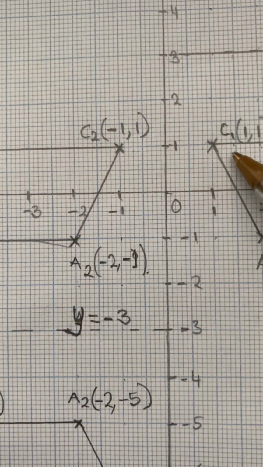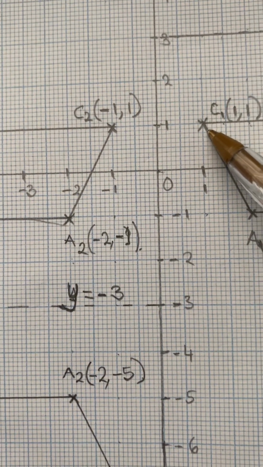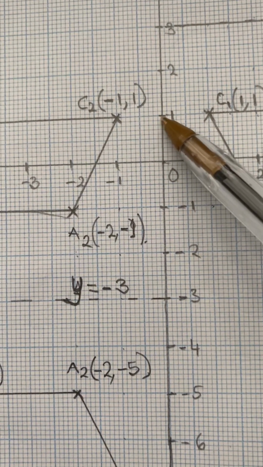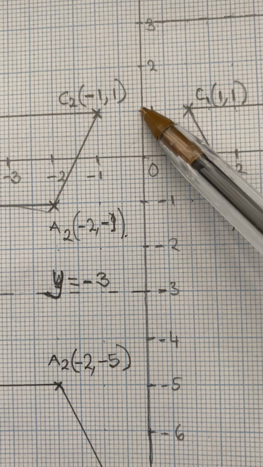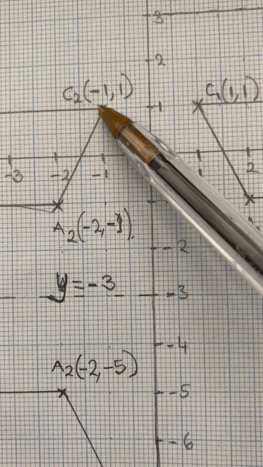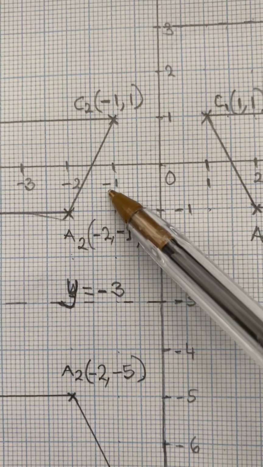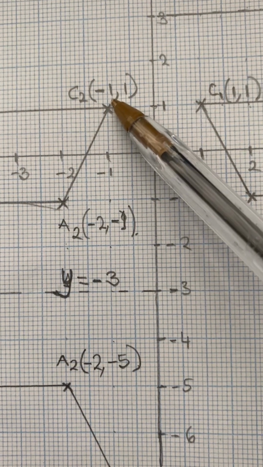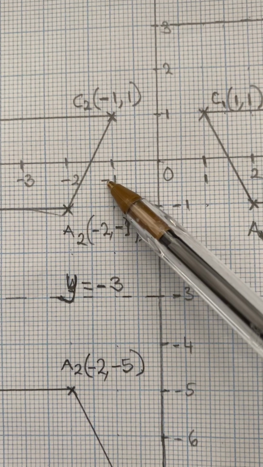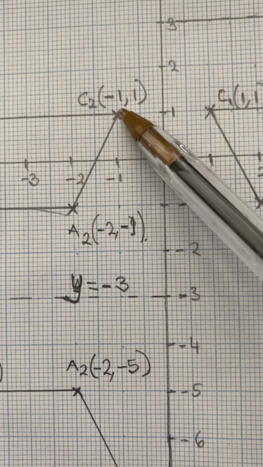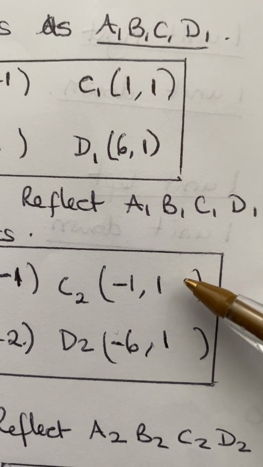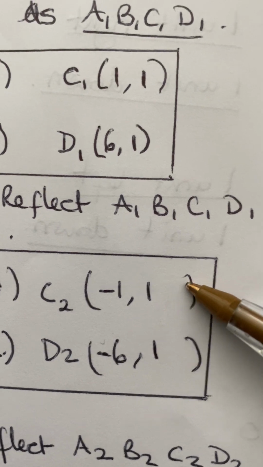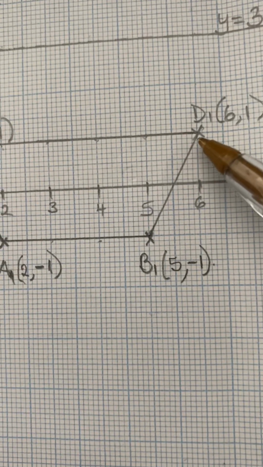Then we go to C. Okay, 1. So from x equals 0, the 1. So our new coordinate for C2 will be minus 1 and then 1. Then we list it, minus 1, 1. Then we go to D.